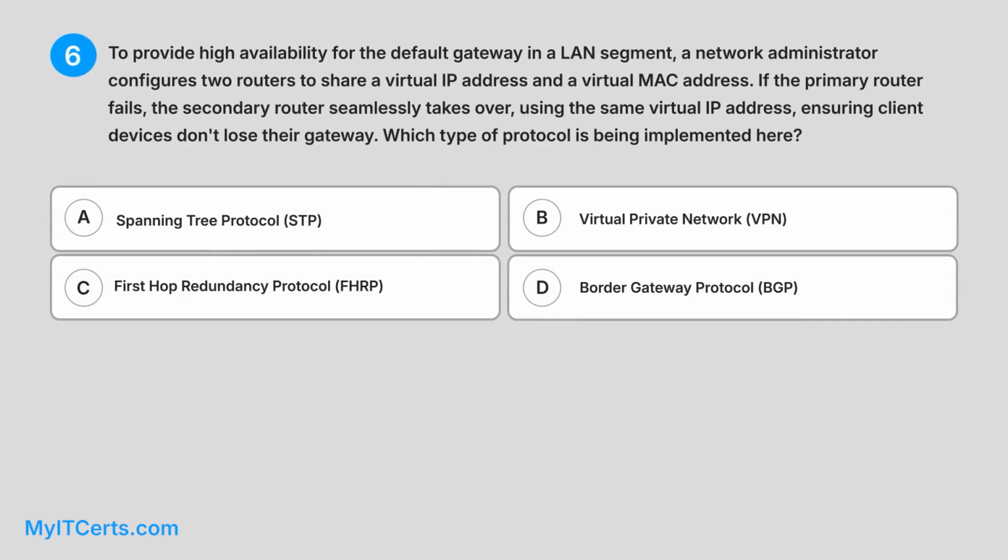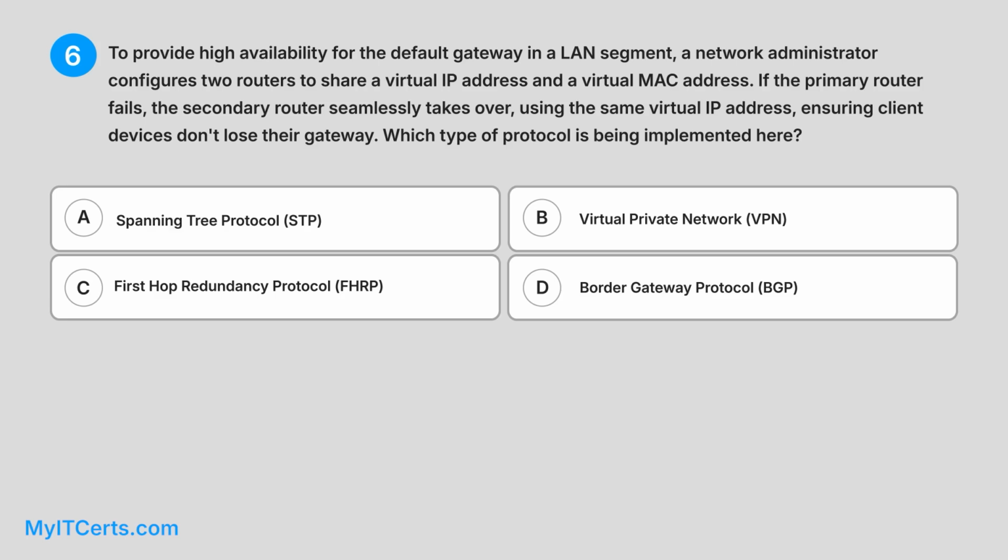6. To provide high availability for the default gateway in a LAN segment, a network administrator configures two routers to share a virtual IP address and a virtual MAC address. If the primary router fails, the secondary router seamlessly takes over, using the same virtual IP address, ensuring client devices don't lose their gateway. Which type of protocol is being implemented here?